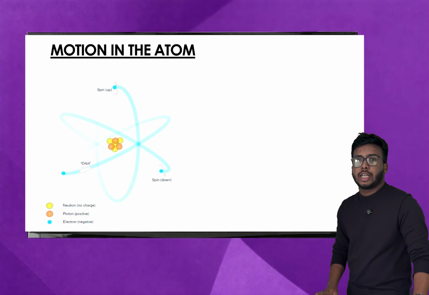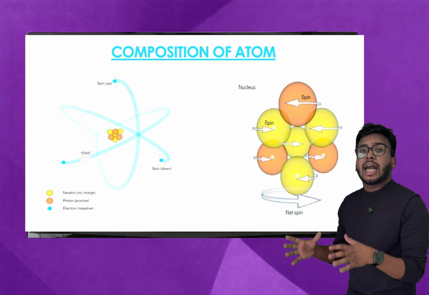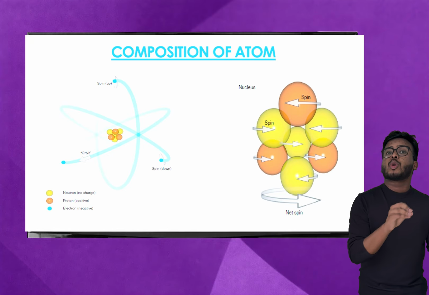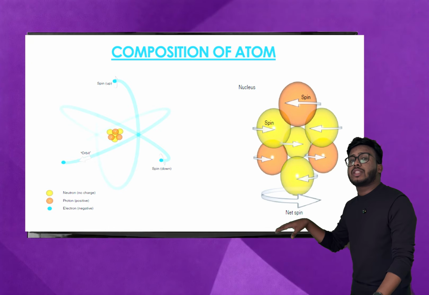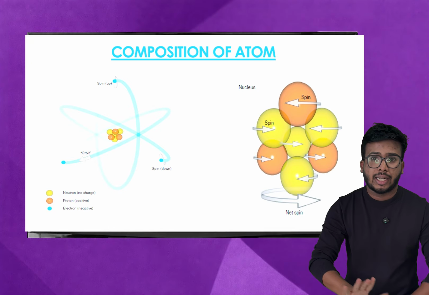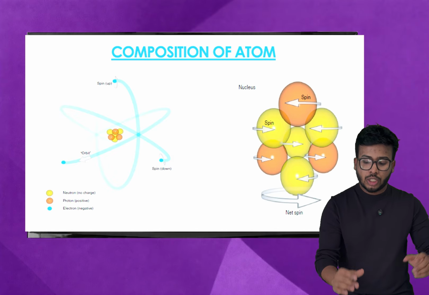So inside the atom, we have the nucleus. Inside the nucleus, we have protons having positive charge, and neutrons that don't have any charge. And around the nucleus, we have electrons, which have a negative charge. Is that clear? Right, that's the composition of the atom.